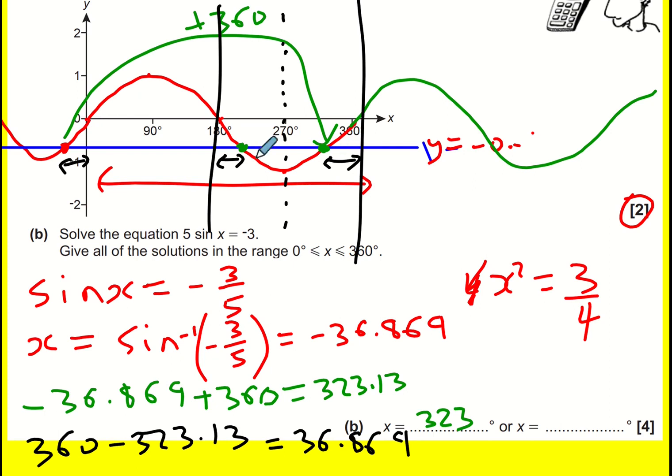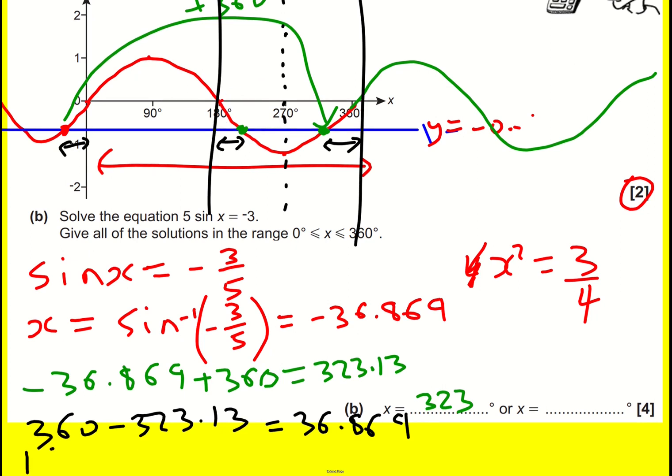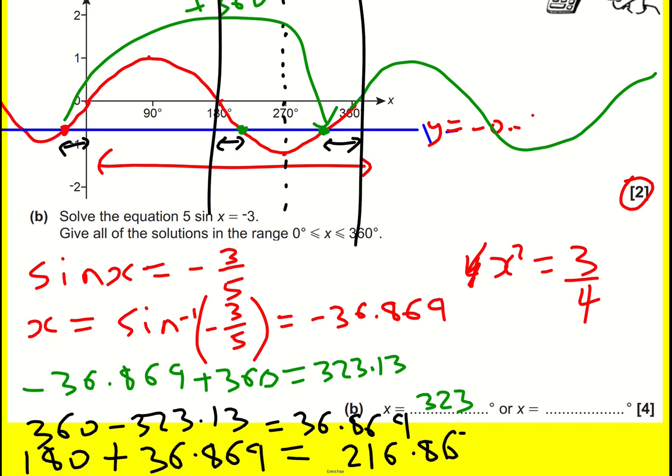Okay, so I'm nearly there because I know that this solution is 36.869 away from 180. So my last solution is 180 plus 36.869. There are other ways of doing this, by the way, but I just think this way I'm really showing that I understand the graph well, rather than trying to just learn a bunch of formulae. So that is going to be 216.869, and I would round that to 217 degrees. Okay, and that's the answer.